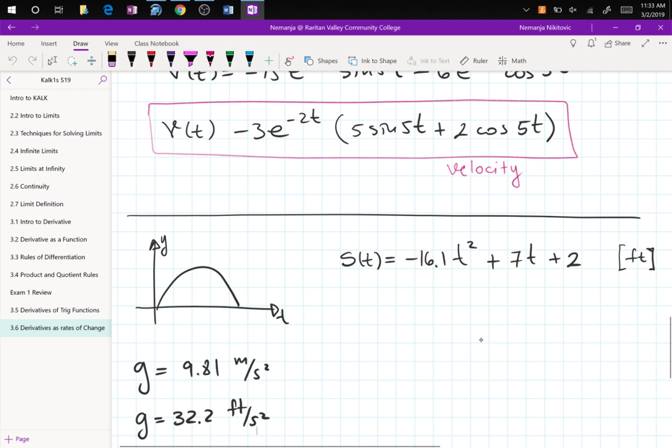So now we have this, you're going to have one or the other. Now 16.1 is half of 32.2, so I know my equation is in feet. If I want the velocity function, I will take the derivative. That's negative 32.2t plus 7. And if I want the acceleration, I take another derivative, and that's just negative 32.2, which actually is the acceleration of gravity.